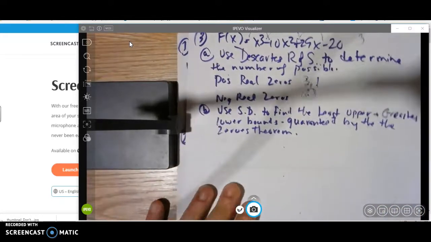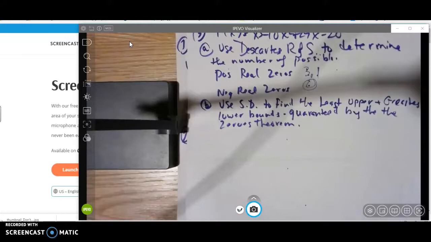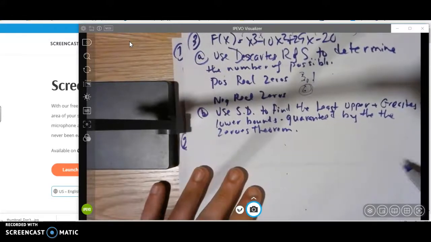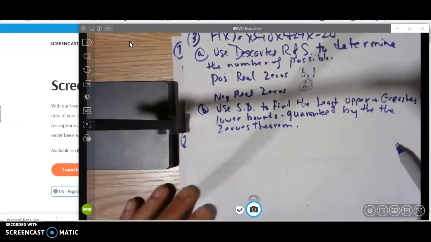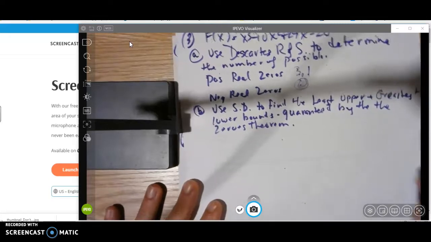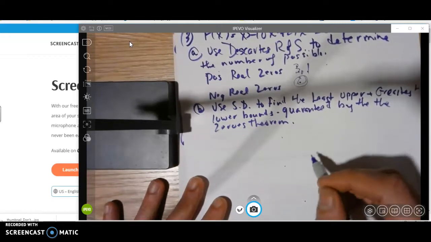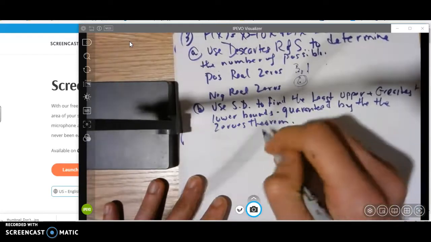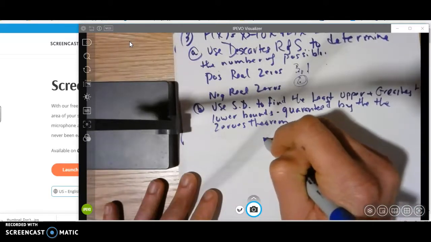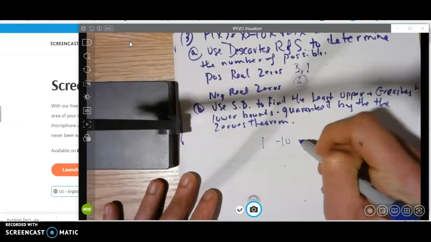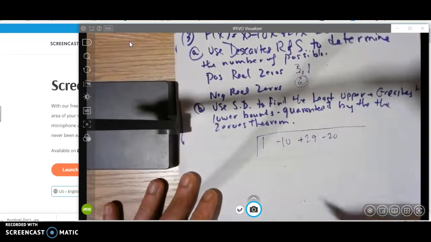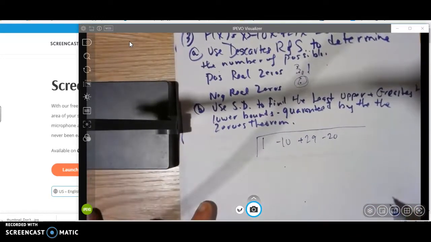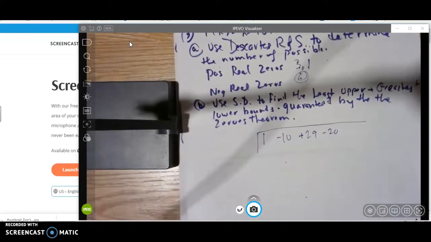Now, next one we have to do a little work here. It says use synthetic division to find the least upper and the greatest lower bounds guaranteed by the function. So we have to do a little work there, and here we go. Now we want to write that in synthetic form, so we're going to have that as 1, negative 10, 29, and negative 20. And if we do that, let's say we try a number and see if it works.